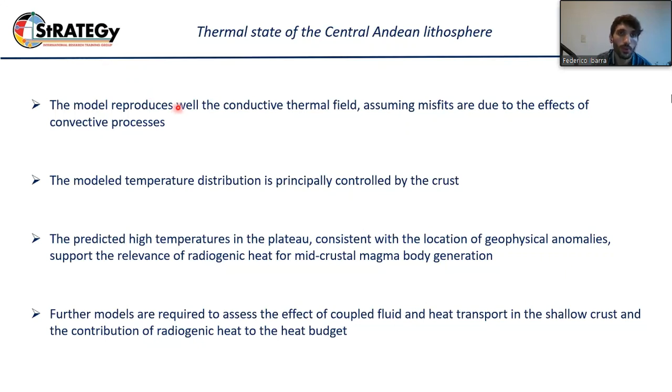So summing up, the model reproduces well the conductive thermal field, assuming misfits are due to the effects of convective processes. The model temperature distribution is principally controlled by the crust, and the predicted high temperatures in the plateau are consistent with the location of geophysical anomalies and are supporting the relevance of rheological heat for mid-crustal magma body generation. However, further models would be required to assess the effect of coupled fluid and heat transport in the shallow crust, and the contribution of rheological heat to the heat budget.